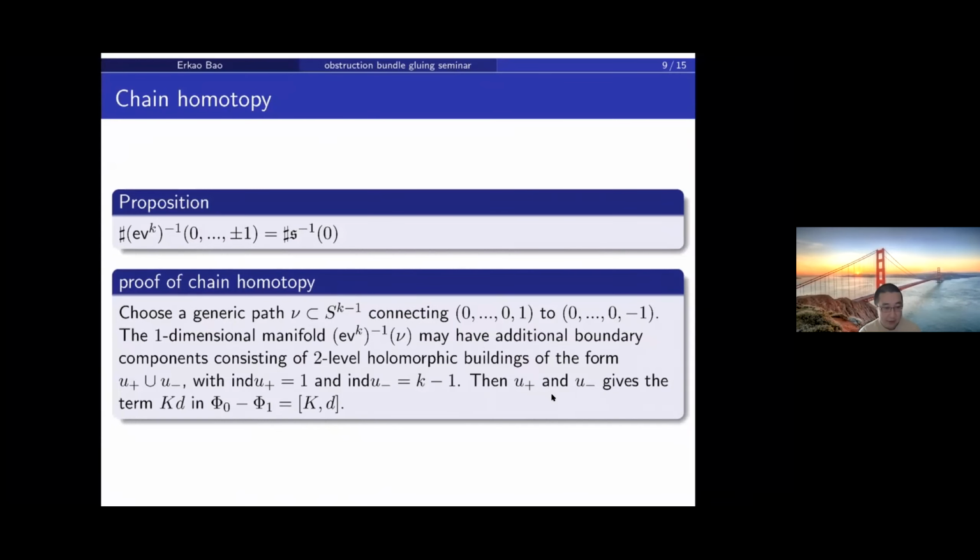So now let's do the chain homotopy part. So first, the proposition is: the count of the pre-image of the north pole and the south pole under the evaluation map is the same as the count of zeros of the obstruction section. So this is a signed count. And so assuming this is the case, let's finish the proof of chain homotopy.